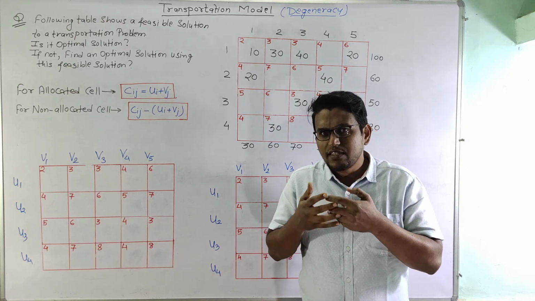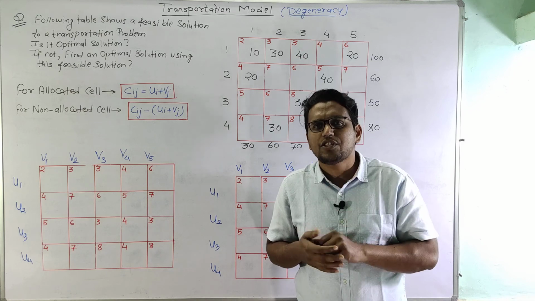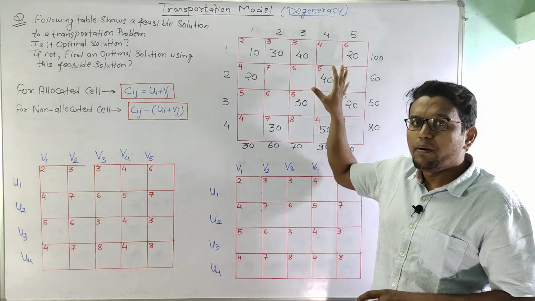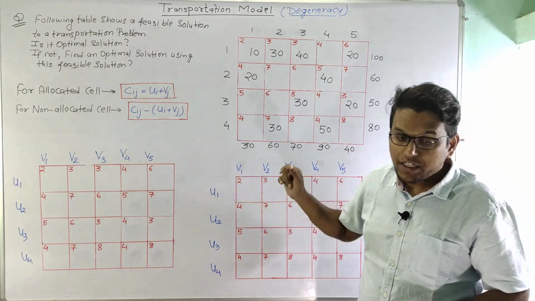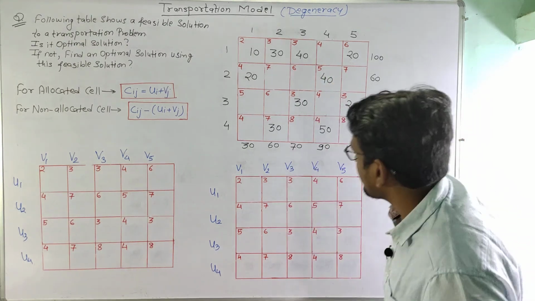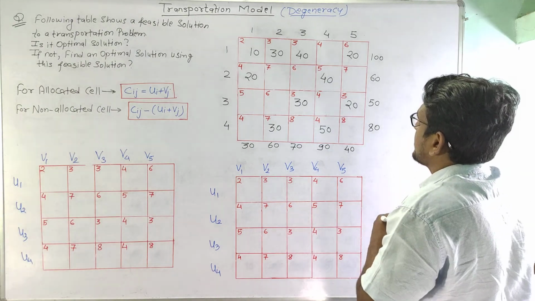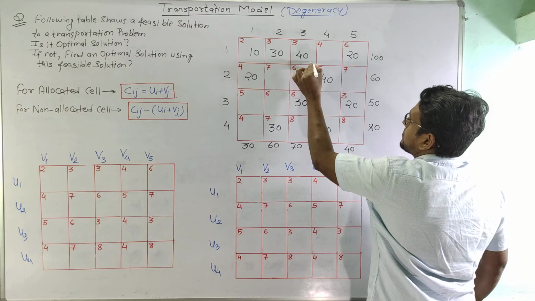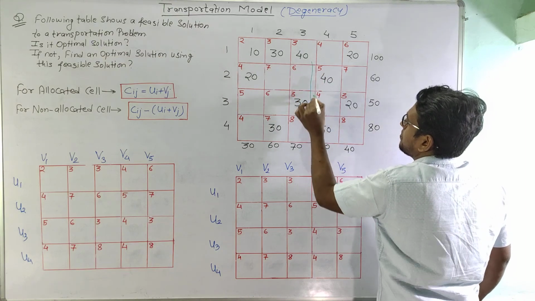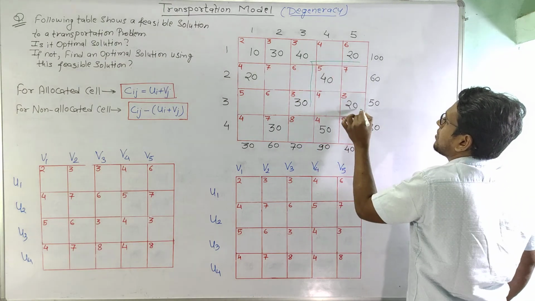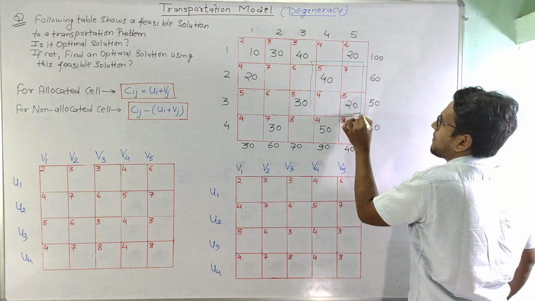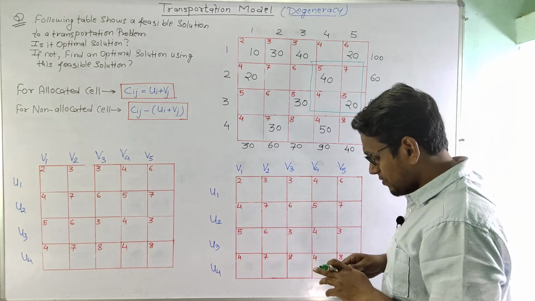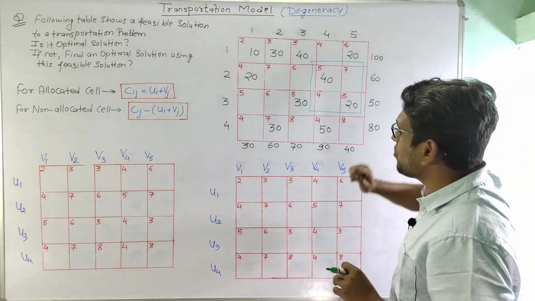So as we see here, there are 2 more allocations. That means there should be 2 possible loops out there. So we need to find out those loops. First of all, the first loop can be easily identified as this. This is the first loop. Okay. So this is forming a loop. Now first we will consider this loop only.